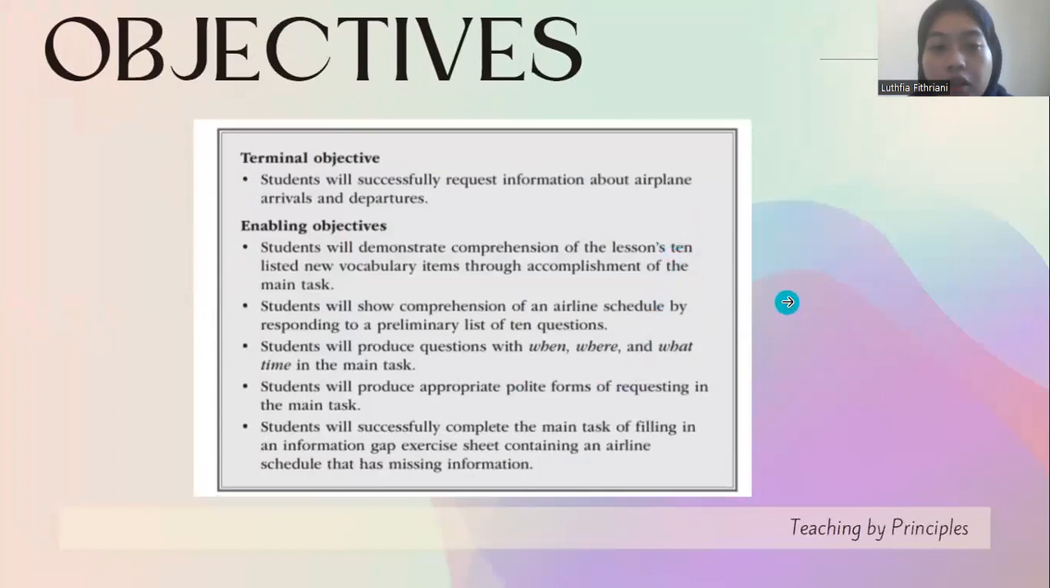So, here is the example of the terminal objective and enabling objective. For example, in the terminal objective, the student will successfully request information about airplane arrival and departure. And then in enabling objective, we have: student will demonstrate comprehension of the lesson's 10 listed new vocab items through accomplishment of the main task, and so on.